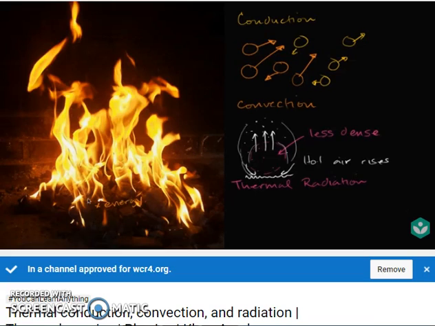Let me do this in a different color. Combustion reaction is occurring in the fuel. The super hot air, it's going to rise. And that's why it looks like these flames are moving upwards, kind of flickering upwards. And you'll also see, and actually we're going to talk about this in thermal radiation, that they also change color as they move upwards.